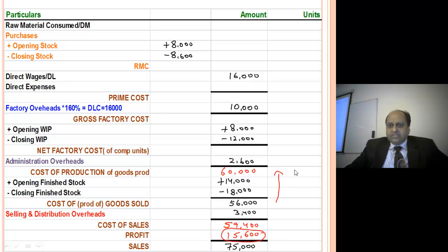Now from this I want to move here. So what will I do? I will deduct 2,600. So I will get 57,400. Now from this I want to reach at this stage. What will I do? I will add 12 and deduct 8. So which figure will I get?